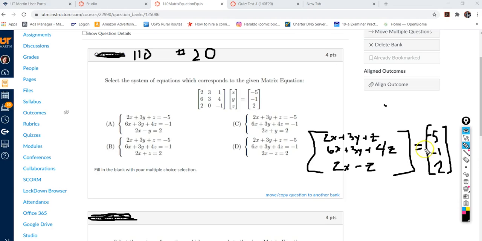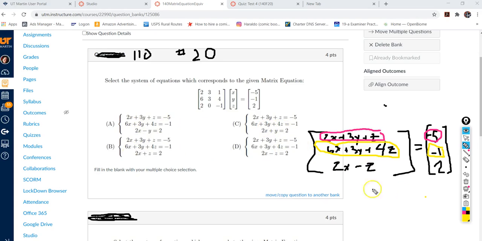So for these two matrices to equal each other, they have to be the same dimension. They're both 3 by 1s, and each corresponding entry must be the same. So my first equation is this entry, row 1, column 1, the same as this row entry. What I circled in red should be equal to each other, and that happens everywhere. So I haven't eliminated any of them yet. What about the second one? The entry in row 2, column 1 here has to be the same as the entry in row 2, column 1 here. So 6x plus 3y plus 4z equals -1.